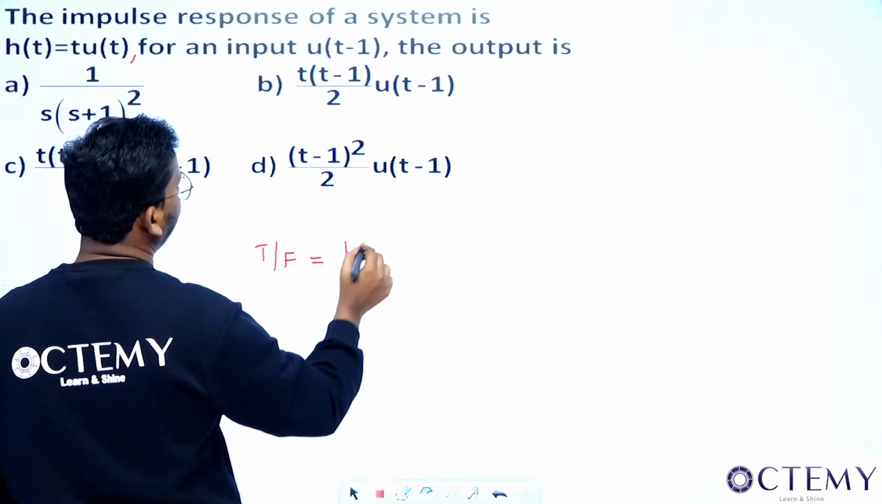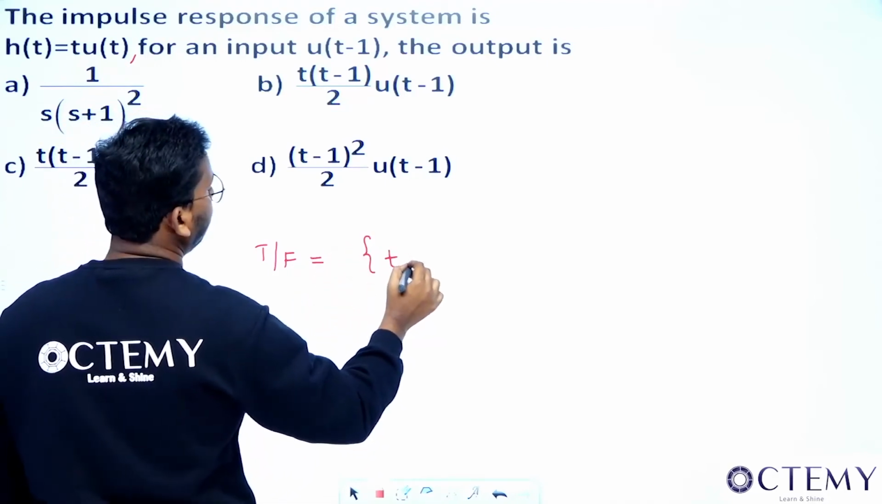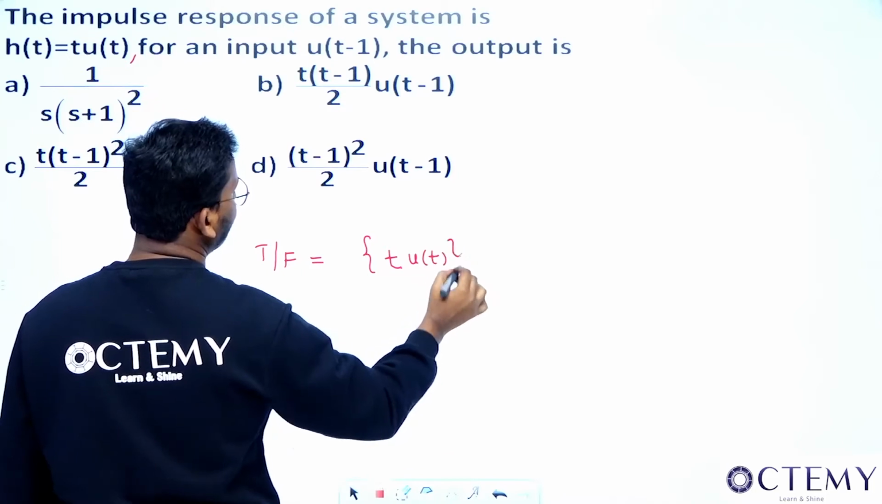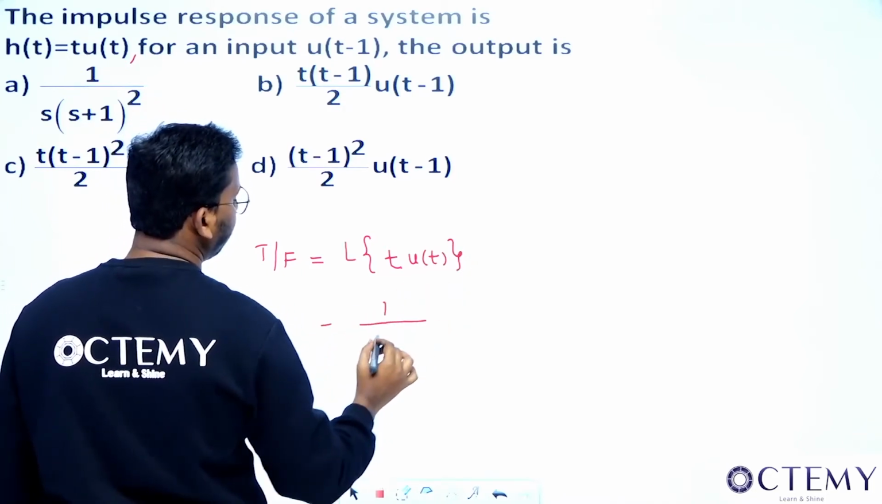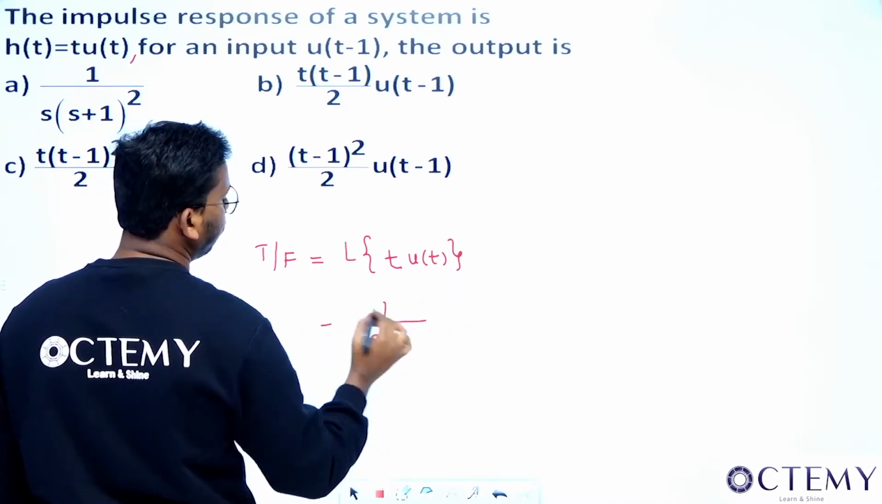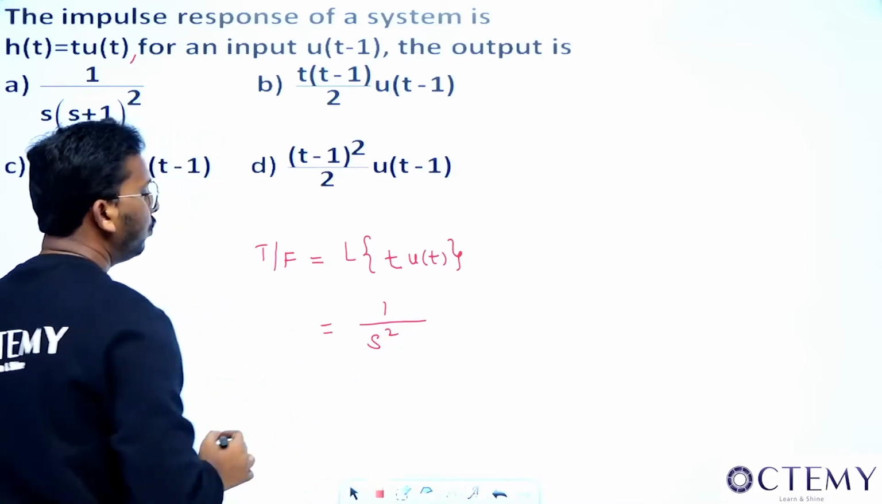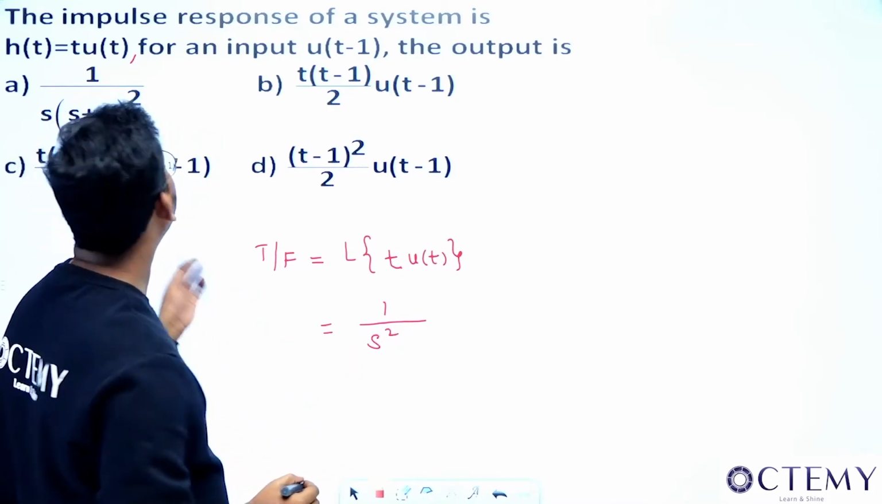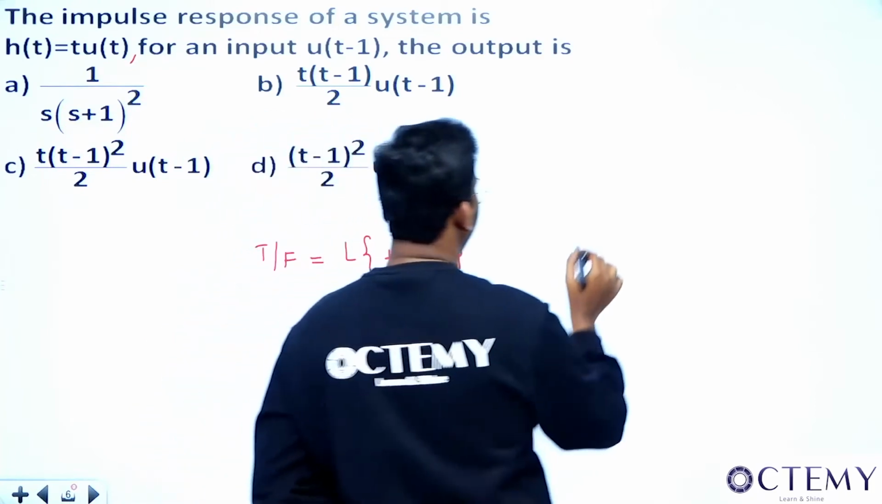Transfer function is Laplace of t u(t). What is the Laplace of t u(t)? It is 1 by s square, isn't it? Now this is 1 by s square when u(t) is given. But when u(t minus 1) is given, what will happen, sir?